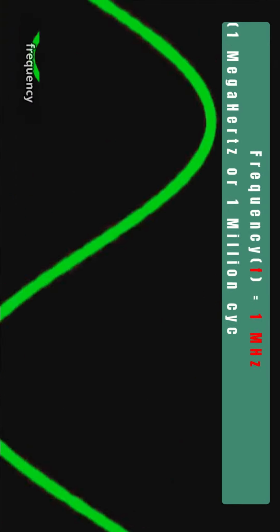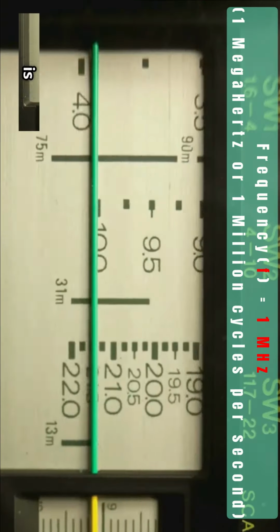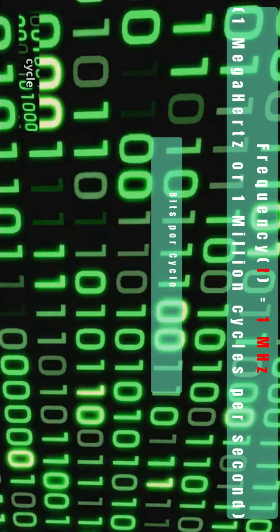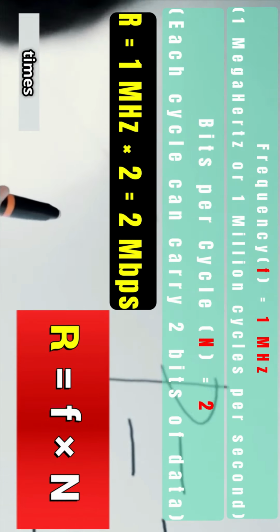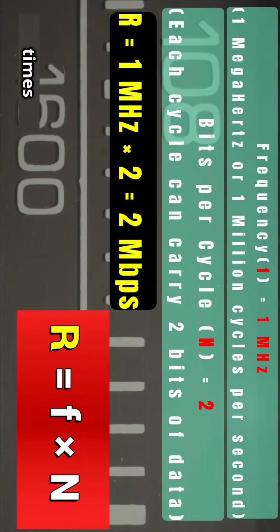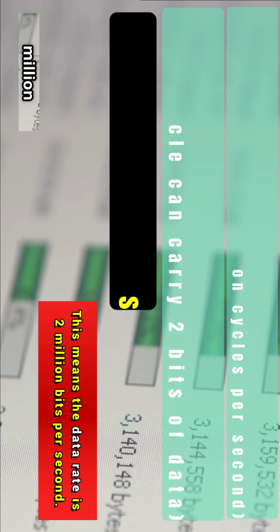Let's consider an example. Suppose we have a signal with a frequency of 1 megahertz, which is 1 million cycles per second, and each cycle can carry 2 bits of data. Using the formula R equals F times N, R equals 1 megahertz times 2, which equals 2 megabits per second. This means the data rate is 2 million bits per second.